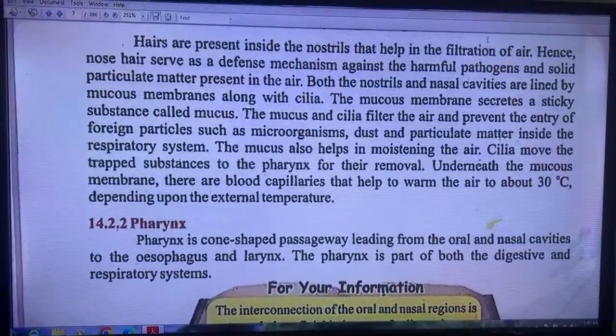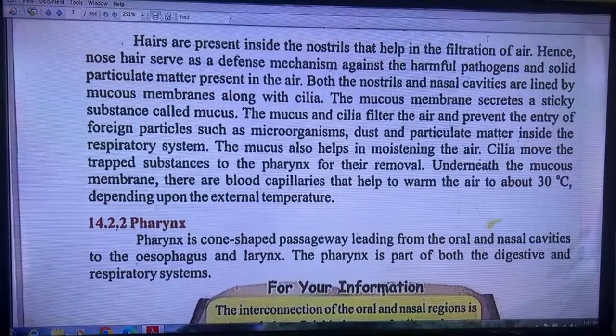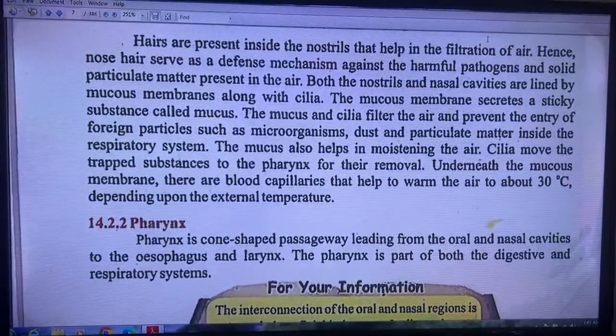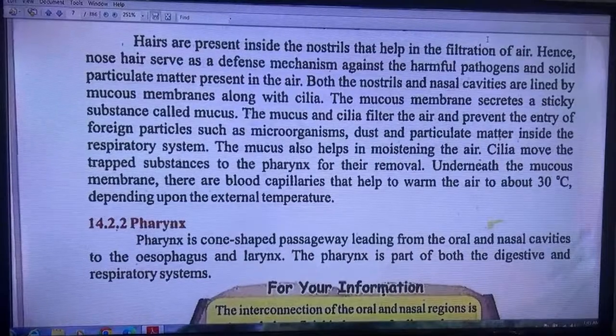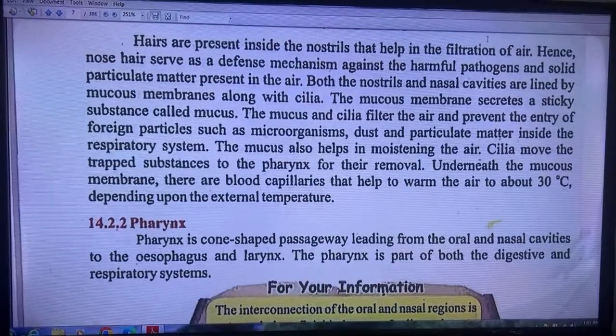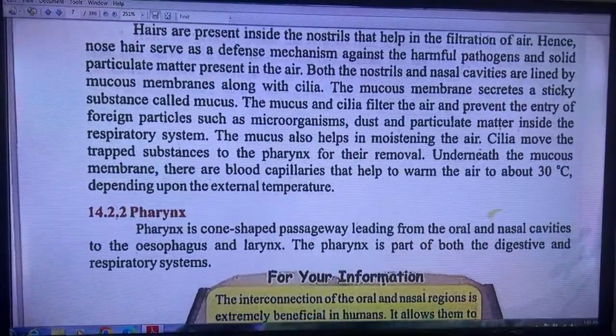Both the nostrils and nasal cavities are lined by mucous membranes along with cilia. The mucous membrane secretes a sticky substance called mucus. The mucus and cilia filter the air and prevent the entry of foreign particles such as microorganisms, dusts, and particulate matter inside the respiratory system. The mucus also helps in moisturizing the air. Cilia move the trapped substances to the pharynx for their removal. Underneath the mucous membrane, there are blood capillaries that help to warm the air to about 30 degrees centigrade, depending upon the external temperature.